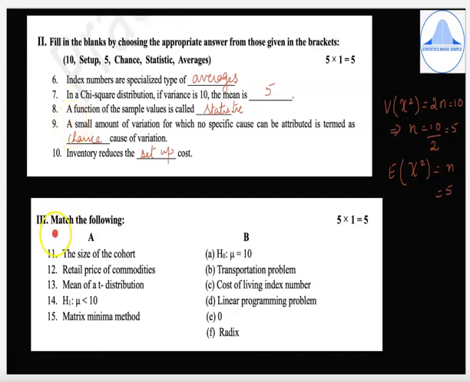The third main: match the following. In the A column, you have size of the cohort, retail price of commodities, mean of a t distribution, H1 mu is less than 10, and matrix minima method. The size of the cohort is called the radix. Retail prices of commodities is associated with the cost of living index number. Then mean of a t distribution, we know that it is always 0.